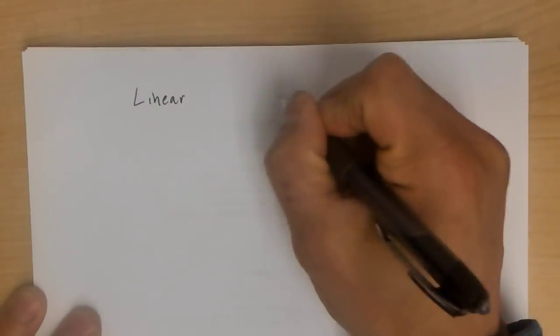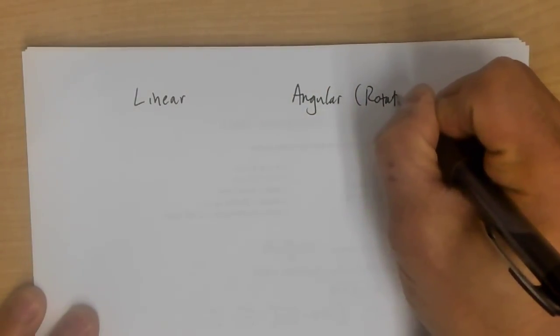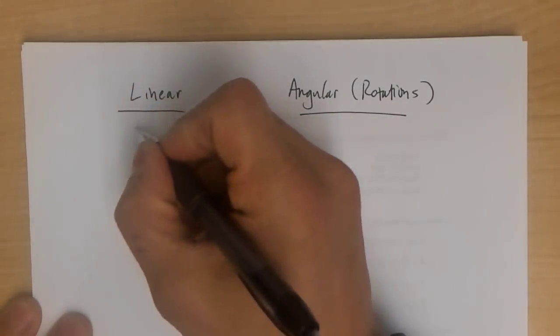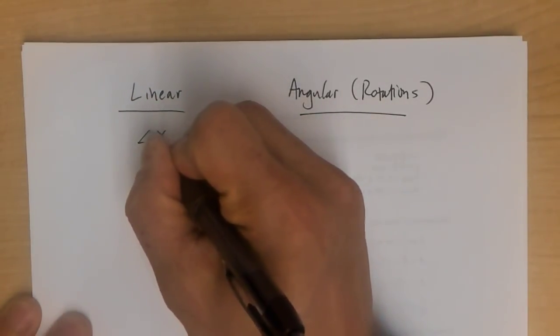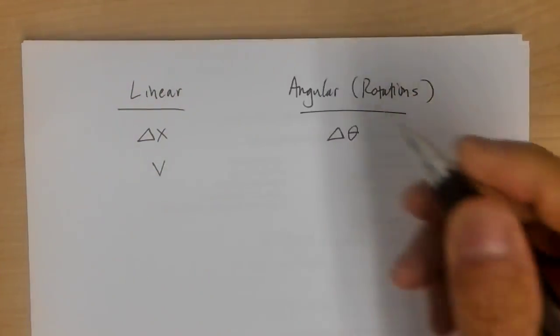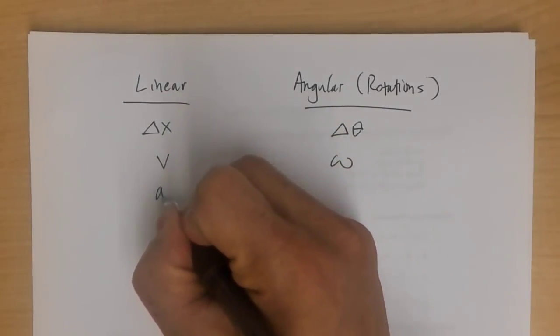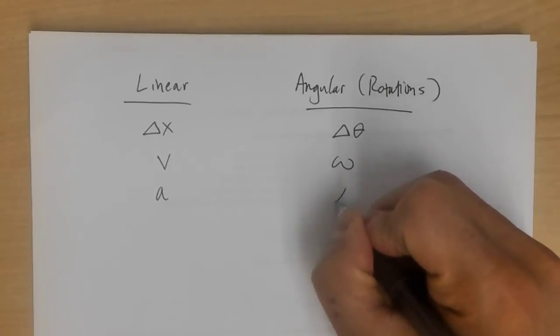Last time we were talking about rotational motion and analogs between linear motion and angular motion, or rotations. We said things like: we have displacement, so maybe some delta x here, and then we have change in the angle. We had a linear velocity v, we had an angular velocity omega. And we had linear acceleration a, and then we had an angular acceleration.